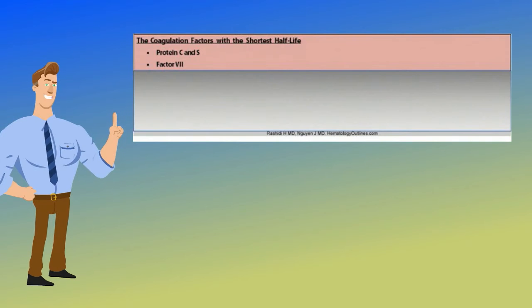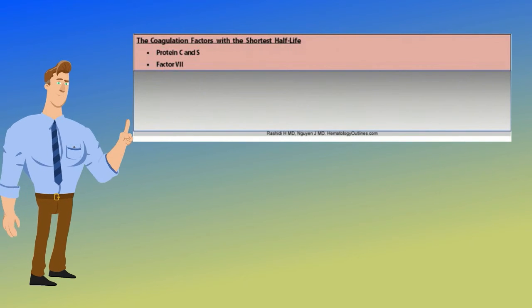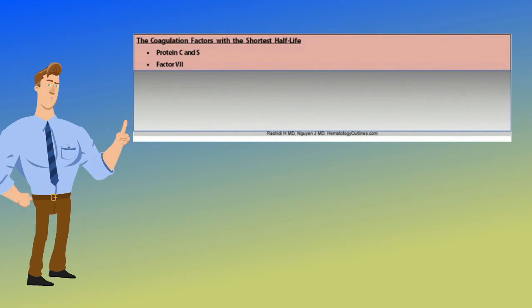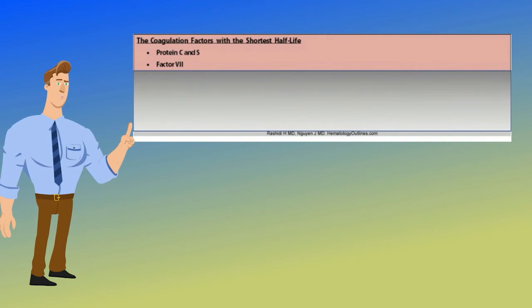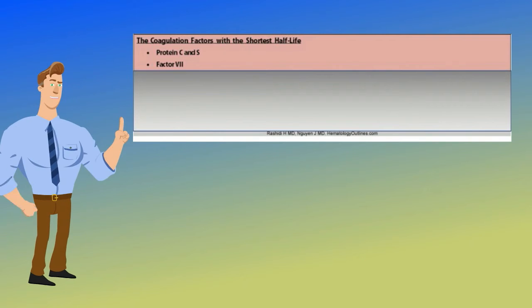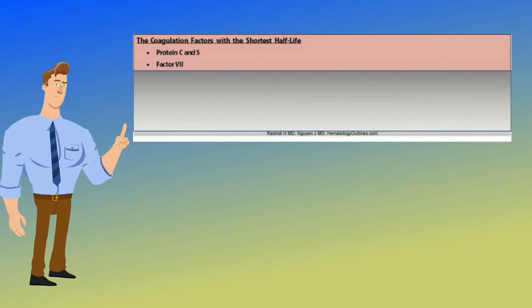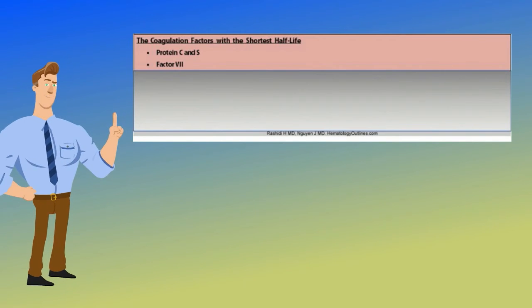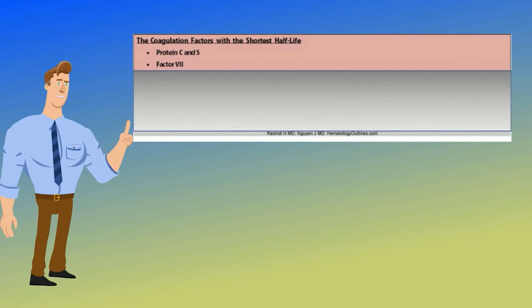You then need to know which anticoagulants and coagulation factors have the shortest half-life, since that could have diagnostic and therapeutic implications. The shortest half-life is the anticoagulant protein C, followed by the coagulation factor, factor 7.